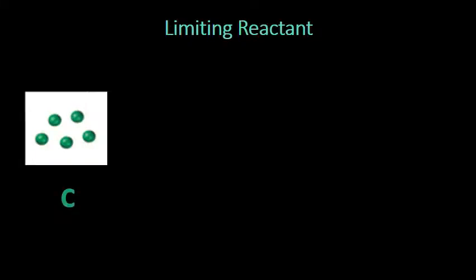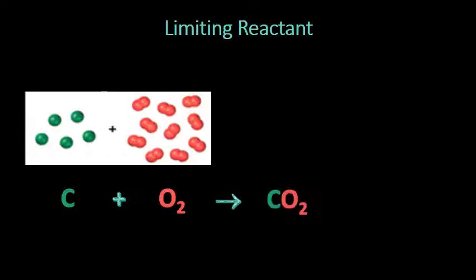Let's take a look at another example. Here I have 5 carbon atoms and a bunch of oxygen elements, and I need to know how much carbon dioxide can I make. Well, the nice part is this equation's already balanced, so it's a 1-to-1 mole ratio.